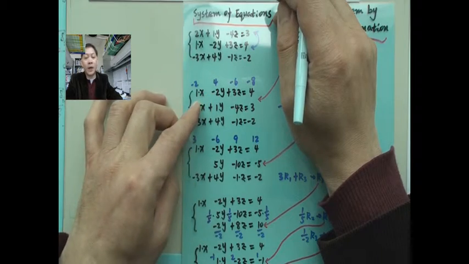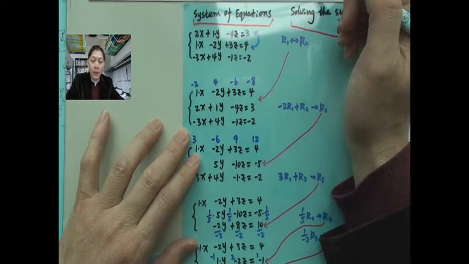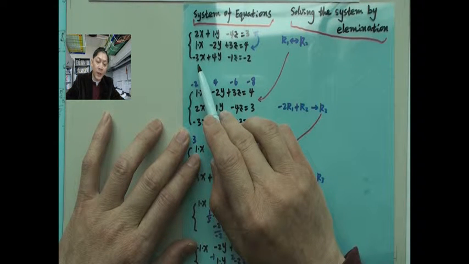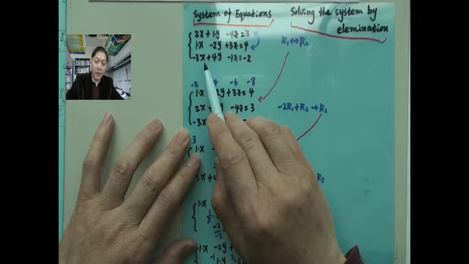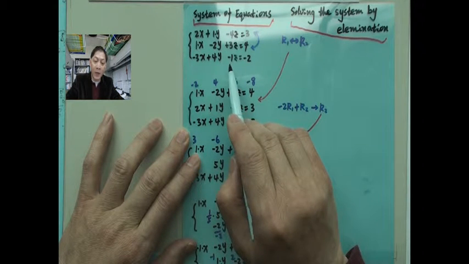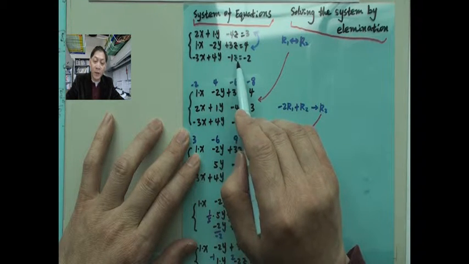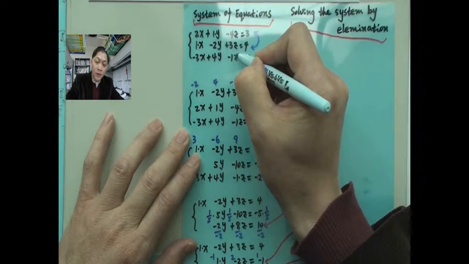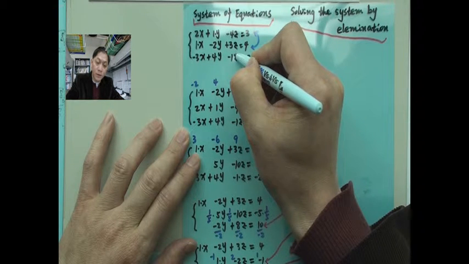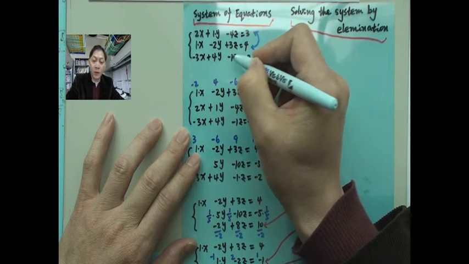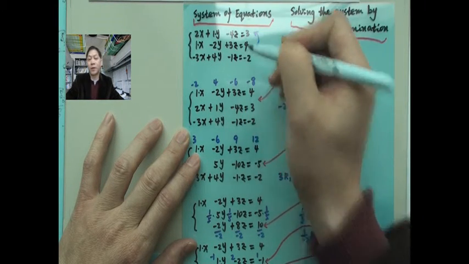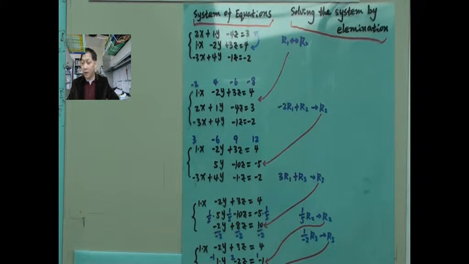Alright, now the third equation is negative 3x plus 4y minus z, which equals negative 1. Negative 1 times z is just negative z, so you may write negative z without the 1 over there.